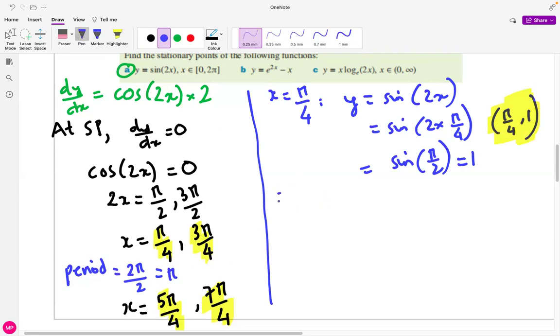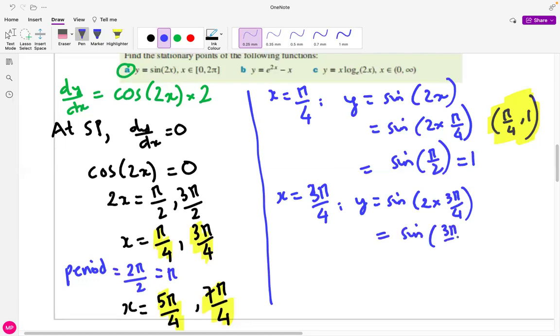I do the same thing for 3π/4. So when x equals 3π/4, the y will be sin of, substitute 3π/4 in, so 2 times 3π/4, which is 6π/4, is 3π/2, and sin of 3π/2. If you think about the unit circle, 3π/2 is here, and sin is the y value, so that's -1. So the next stationary point is (3π/4, -1), like that.